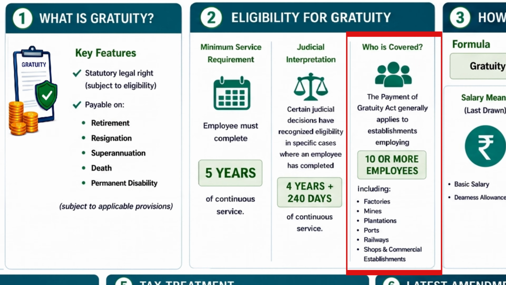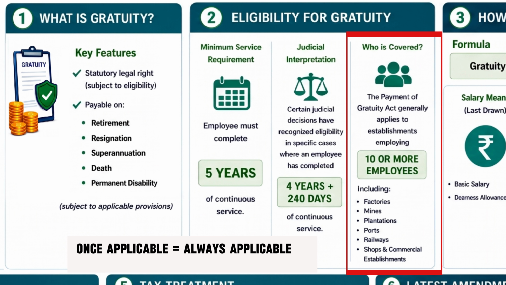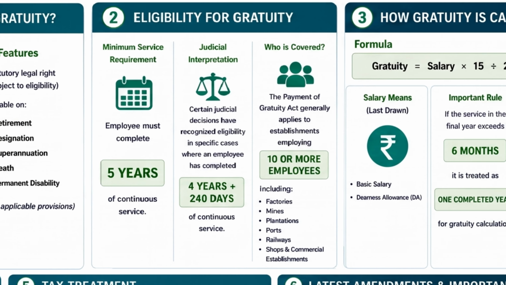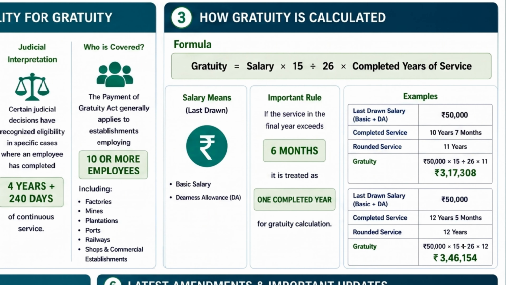The Payment of Gratuity Act applies to establishments where 10 or more employees are employed. Once the Gratuity Act becomes applicable to an establishment, it continues to apply even if the number of employees later falls below 10. Now, the important question is, how is gratuity calculated?